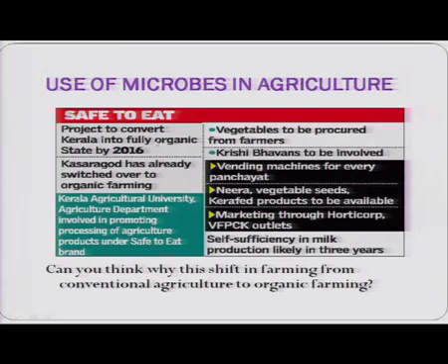In this article, you can see that there is a project to convert Kerala into a fully organic state. What do you mean by organic? Here organic refers to organic farming, that the states are gradually shifting towards organic farming. Can you think why this shift in farming from conventional agriculture to organic farming?